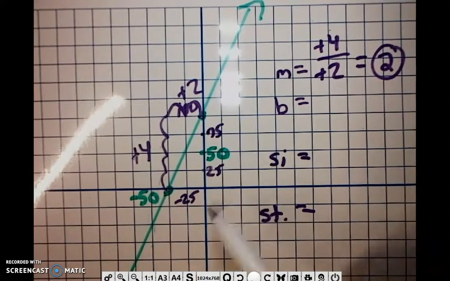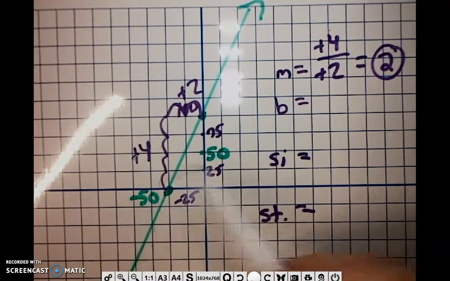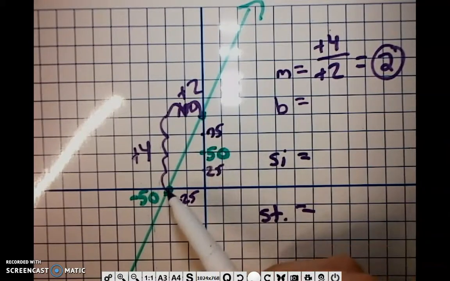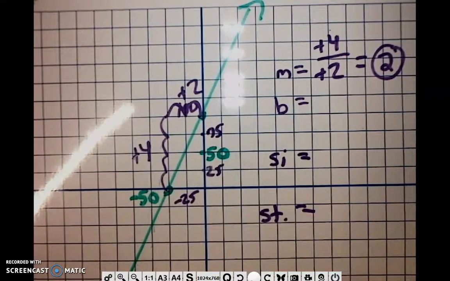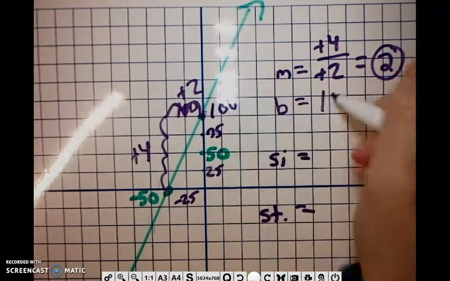I could not do this if my scales were not the same. So say this were like negative 1, negative 2, negative 3, and this were positive 25, 50. I'd have to actually do y2 minus y1 over x2 minus x1 and solve for my slope that way using 2 coordinates. But for this example here, my slope is just 2. My y-intercept is right here. That's 100. So my y-intercept is 100.